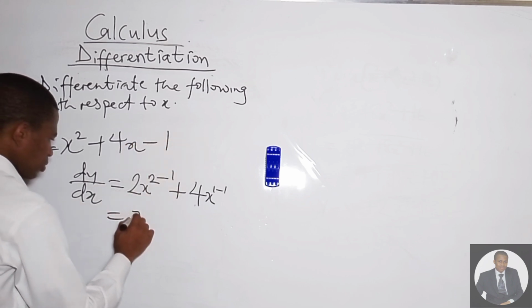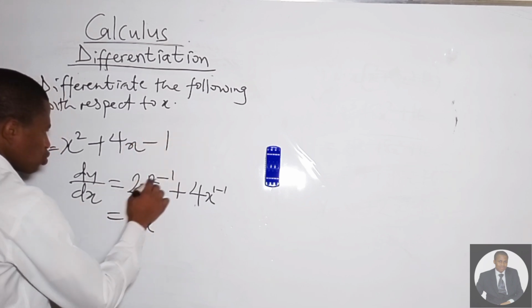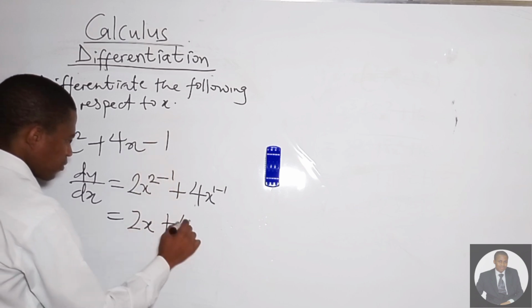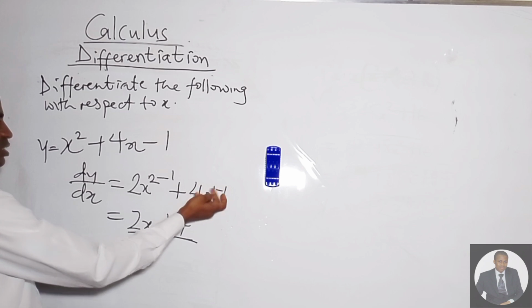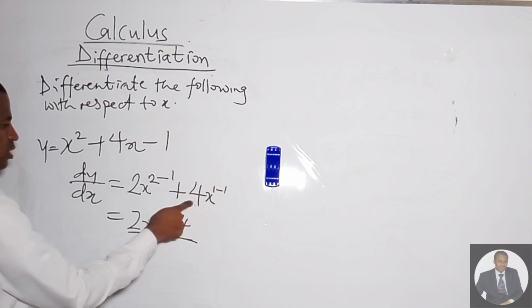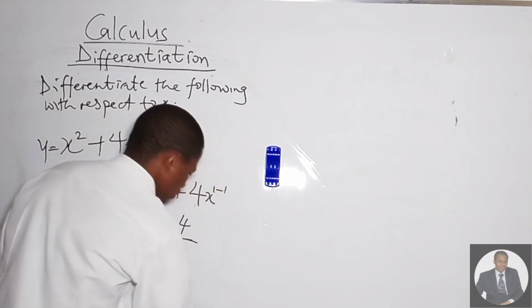So what do we have? 2x, 2 minus 1 is 1, plus 4. This will be our answer. 1 minus 1 is 0. Anything raised to power 0 is 1. So 1 times 4 is 4.